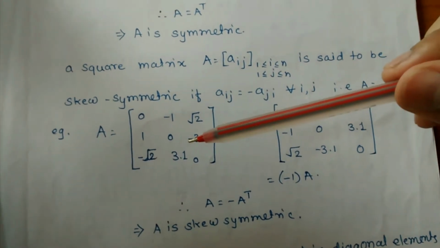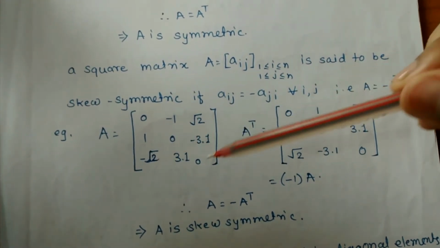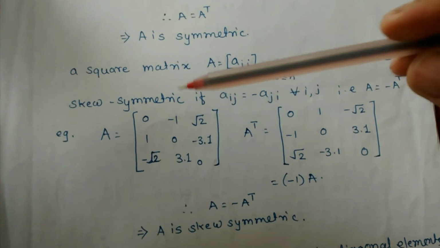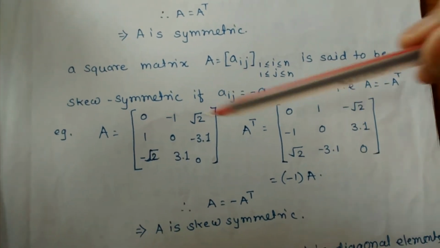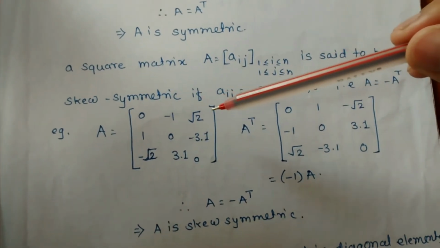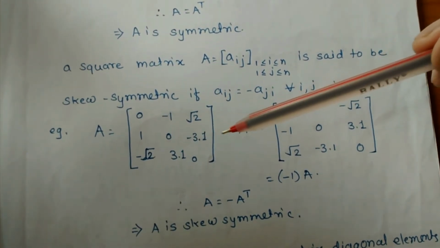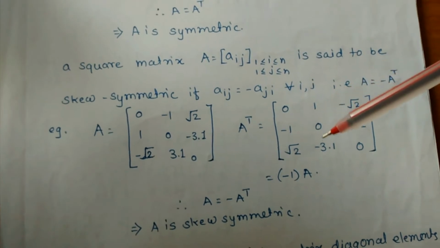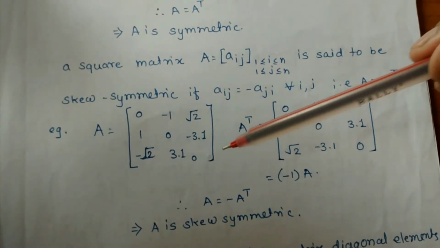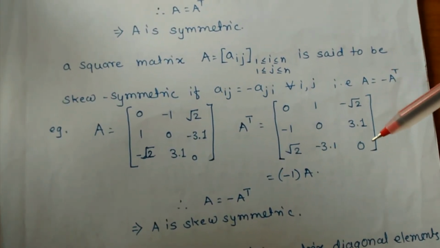Now look at this example. This is one 3 by 3 matrix given. We take its transpose. The first row, that is 0 minus 1 root 2, becomes 0 1 minus root 2. The second row 1 0 minus 3.1 becomes 1 0 minus 3.1, and the third column becomes minus root 2, 3.1 and 0.